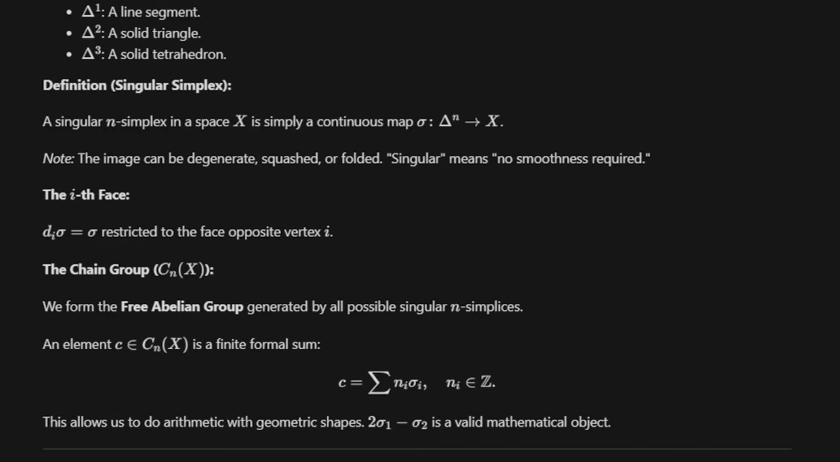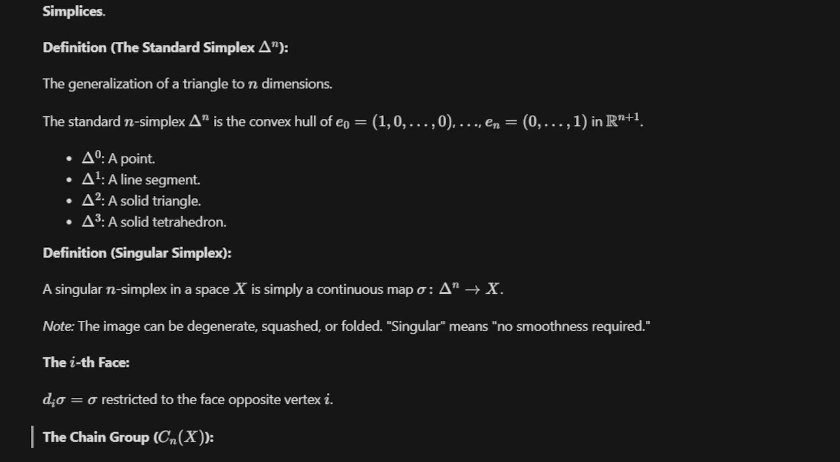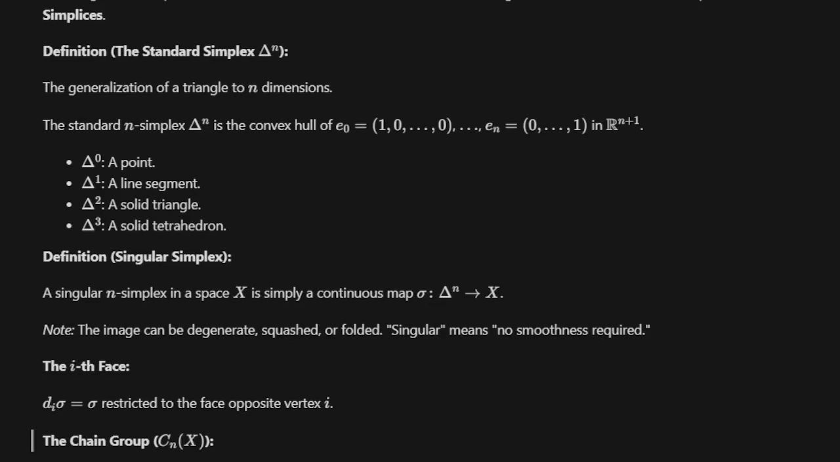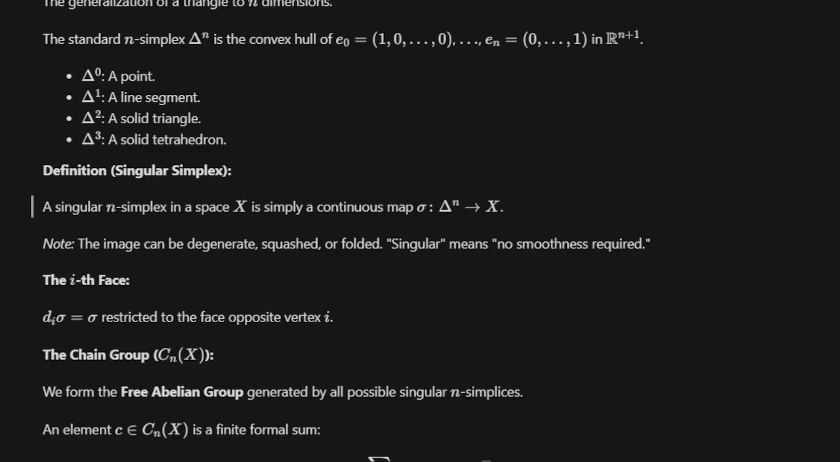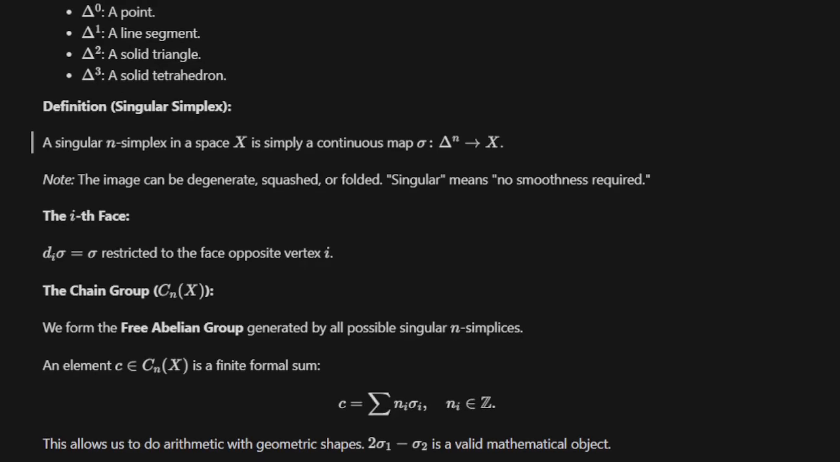And a singular complex then would just be a simple continuous map sigma of the standard simplex onto the topological space. And again, a singular n-simplex in the space X is simply a continuous map itself. It'll take, again, the standard triangle and squash it into the space, and it can be folded and crumpled or degenerate.